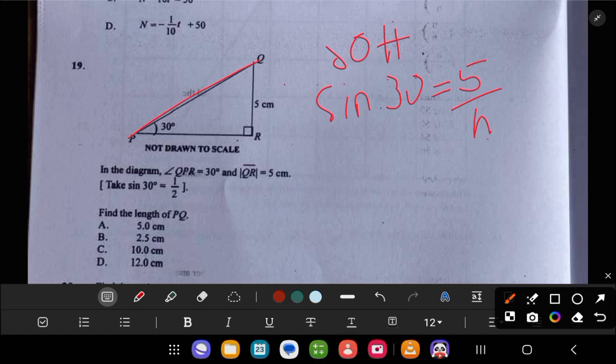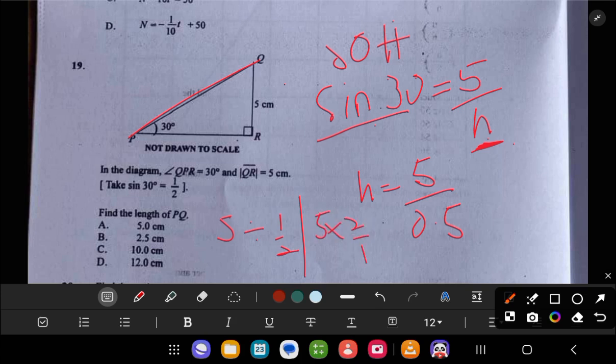So what you can do is just exchange this. That's how math is. Anytime you have a value here and you don't know what's below, it's not for every time, but if it looks this way, that's what you do. So h equals 5 over 0.5. To work this out, 5 divided by 1 over 2 becomes 5 times 2 over 1. So your answer is going to be 10 centimeters. So the answer is C.